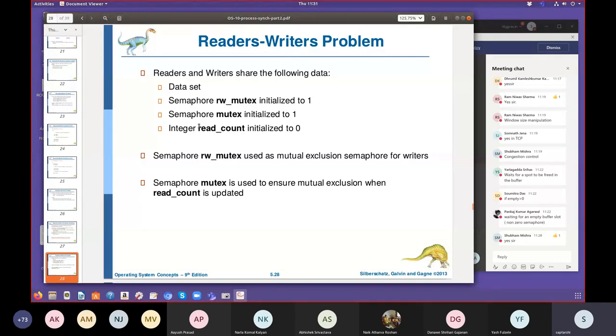Also, there is this integer read_count. We will see what it does, but according to this solution, the semaphore mutex is used to ensure mutual exclusion when read_count is updated. Again, I'm not claiming that this is the only solution to the readers-writers problem. You can come up with new solutions. This is the solution which the textbook gives, that's why we are discussing it. But if you look up the literature, maybe other solutions also exist for the readers-writers problem.